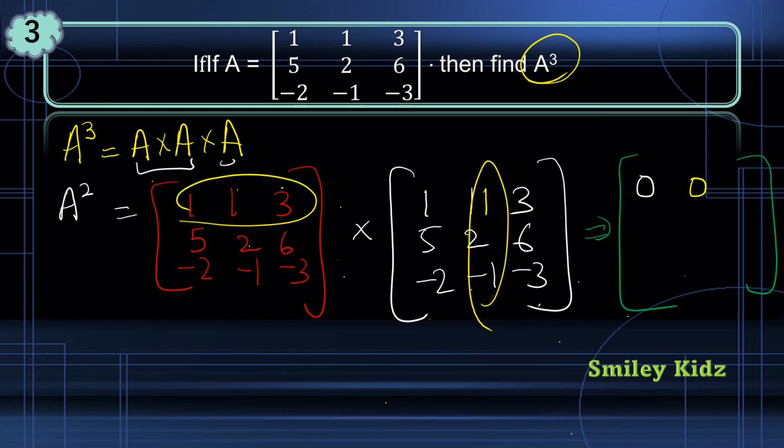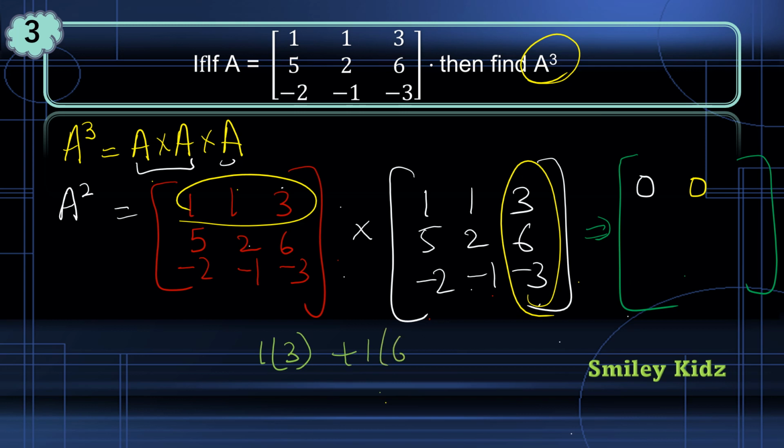Now let's move on to the third column. Here we have the third column. Now that will be 1 into 3 plus 1 into 6 plus 3 into minus 3. Fine. This is 3 plus 6 minus 9. Again it is 0. 9 minus 9 is 0.